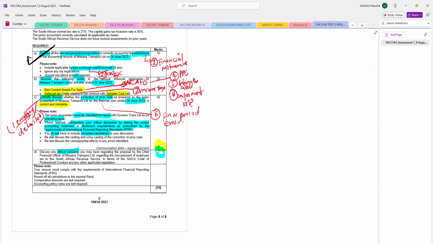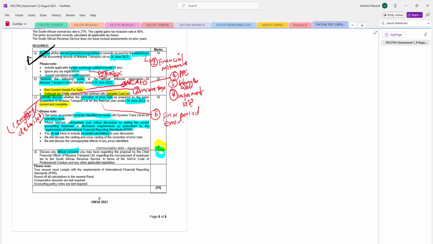Now with deferred tax, really guys, especially at your level where you are right now, deferred tax will always be for a specific item, unless they really want to sit on tax, which I don't think so at this level. Maybe in test 1. With test 3, it will be difficult for them to test a lot of tax, because there's a lot of topics to test. So if they do bring in tax, usually it's deferred tax.